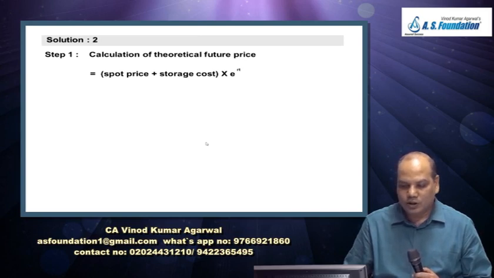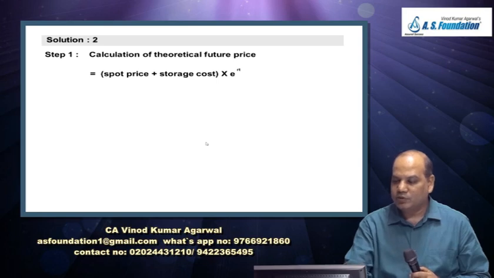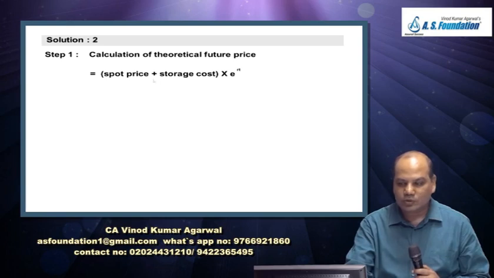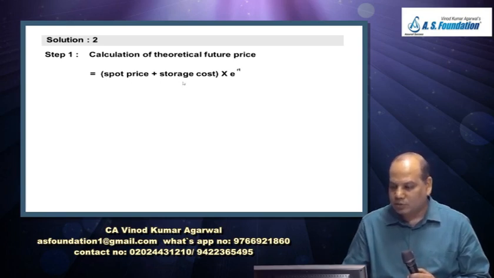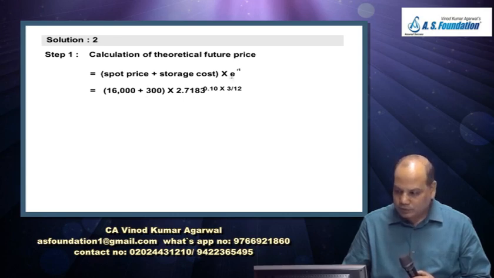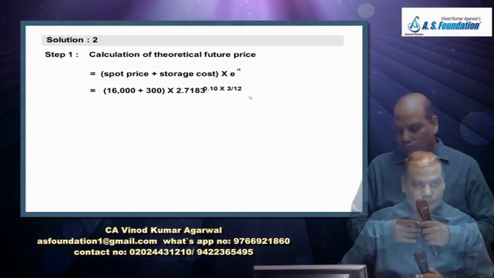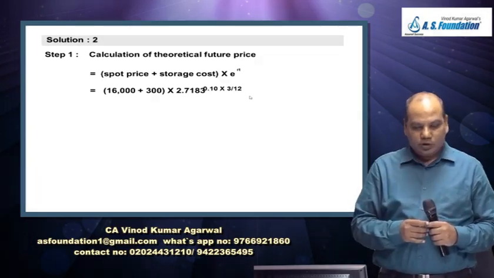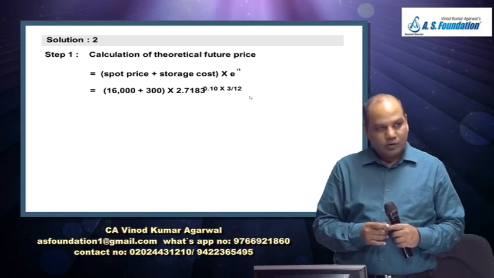Calculation of theoretical future price. Spot price is given, storage cost already given in present value terms. So add the two: 16,000 plus 300 into the value of e, which is 2.7183, to the power r 0.10 into t 3 by 12. Solve. Anybody wants to answer?